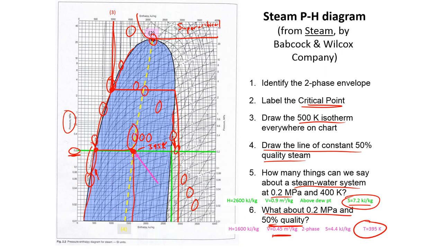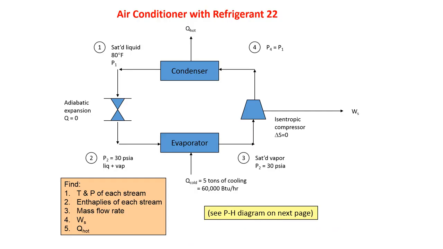Okay, so that's an example of a pressure enthalpy diagram, and we're going to use this now as an example. Now this is water, okay, but we're going to use this in the next example with a refrigeration cycle. Okay, now we're going to use refrigerant 22. Refrigerant 22 is actually a hydrochlorofluorocarbon.